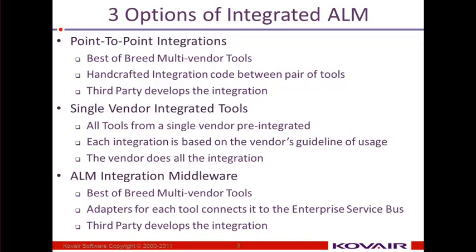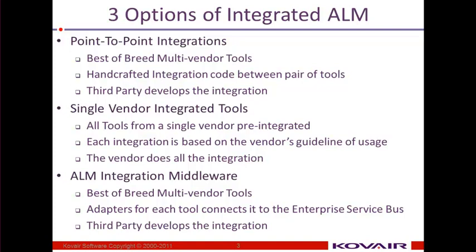The third option is the ALM integration middleware, and that is where Kovair comes in. We have an integration technology called Omnibus. And this integration middleware allows you to create an ecosystem with adapters for each individual tool.